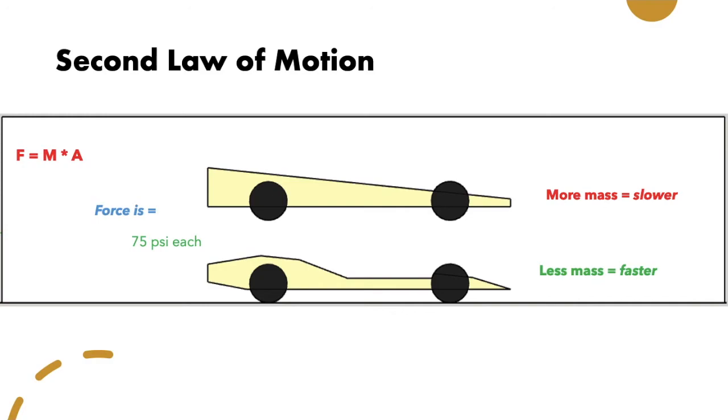Again, it's the same force on both cars. The big difference in acceleration is going to be the mass. The more mass you have, the slower your car. The less mass you have, the faster your car.